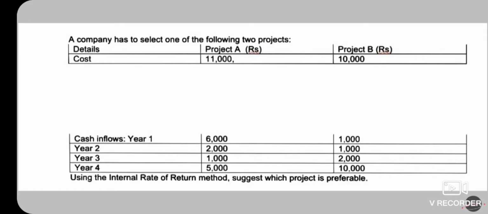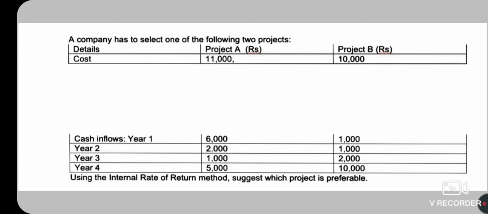I have a very small problem here, and it's not going to be too complicated. This will show you how to calculate the IRR when there are two projects involved. If you know how to calculate for one project, it's the same for the other project as well. So let's look at the question. A company has to select one of the following two projects. You have project A and project B, and the first information is the cost. For project A, the cost is 11,000, and for project B, the cost is 10,000. By cost, it refers to the outflow of cash. Please remember, cost is your outflow of cash.